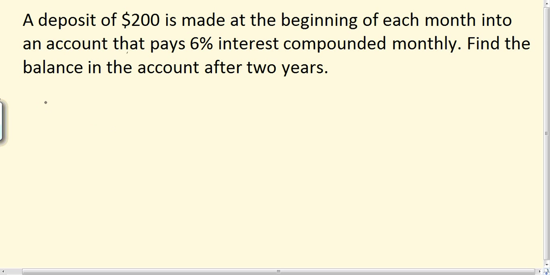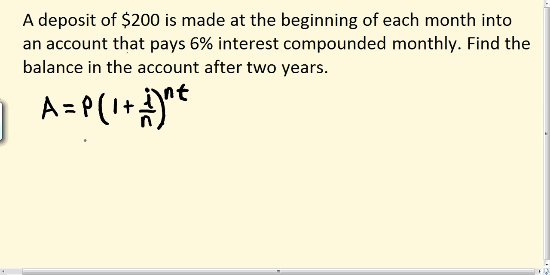So we're going to use the compound interest formula that says the future value is equal to the present value multiplied by 1 plus the interest rate, the yearly interest rate i, over n, which is the number of times interest is paid per year, raised to the power of n, which is once again the number of times interest is paid per year, times t.